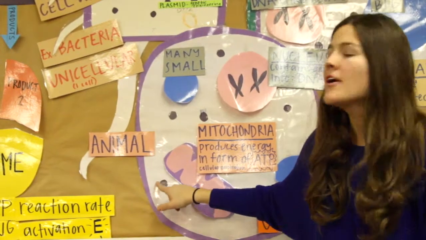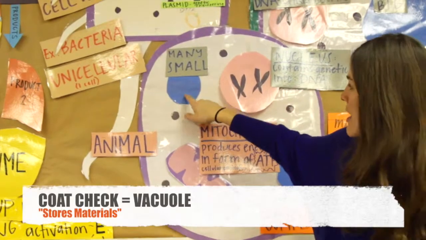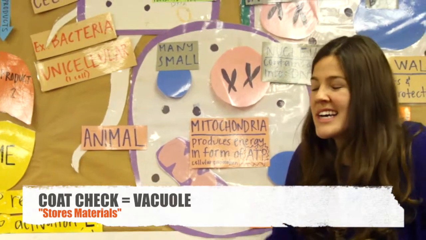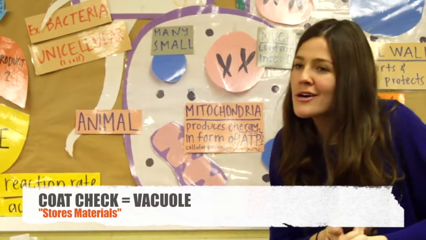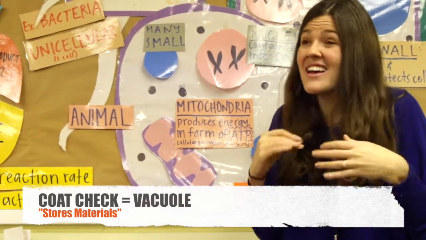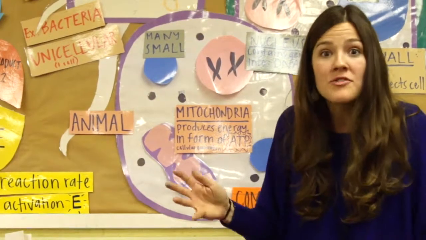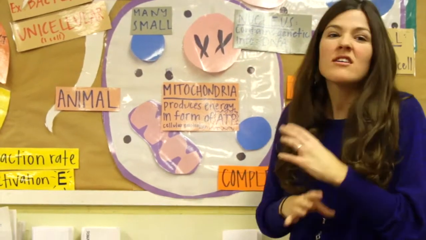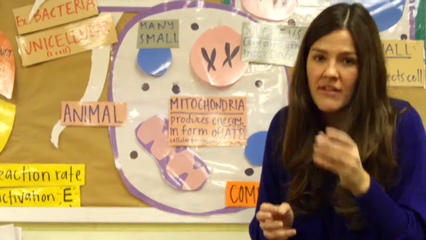Now once you get in, you got to head over here to the vacuole. Now the vacuole is storage. So what you want to do is check your coat, check your purse, whatever you want to check. And in Club Animal Cell, there's options. You've got a vacuole over here, a vacuole over here. There's all kinds of little vacuoles that you can store stuff in.